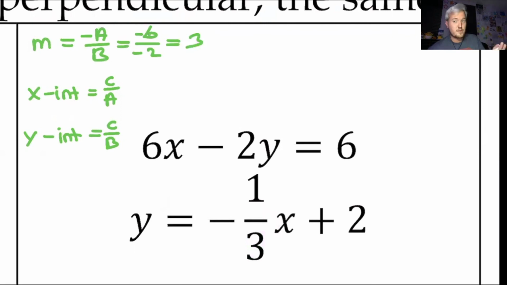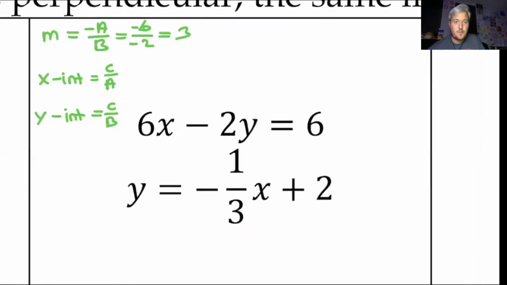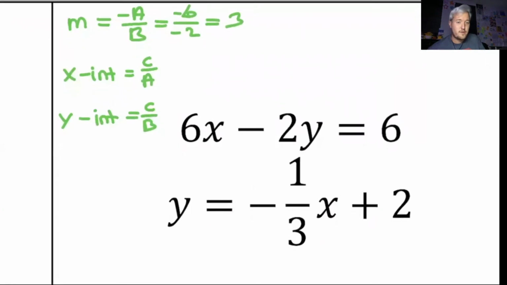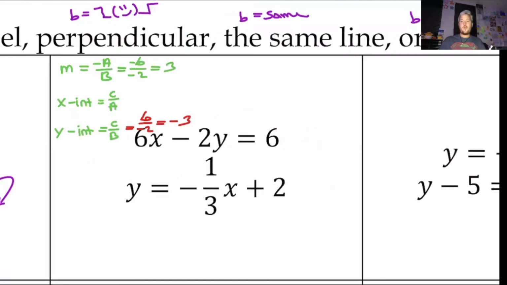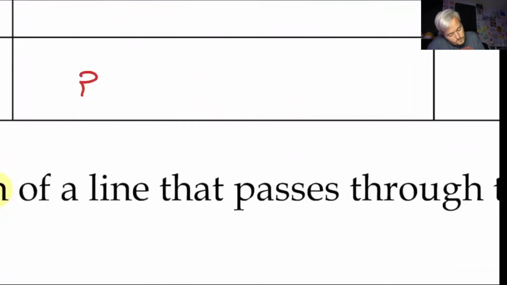So these could either be perpendicular or they could just be intersecting. Actually, no, I take that back. These have to be perpendicular. All right, so we're going to check the y-intercept just in case, although the y-intercept doesn't matter. So we already know these are going to be perpendicular. So I know it's going to be 6 over negative 2, which is negative 3. So the slopes are opposite reciprocals. Y-intercepts, doesn't matter. So I know these are perpendicular.